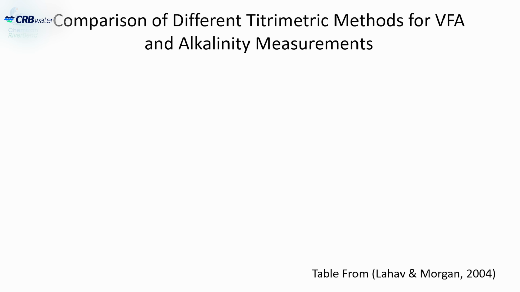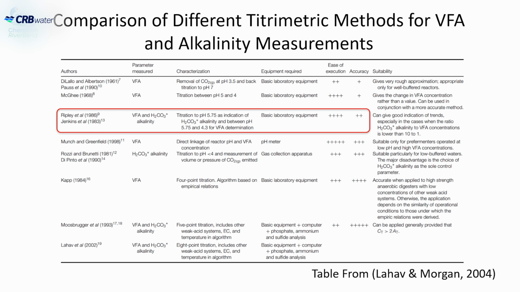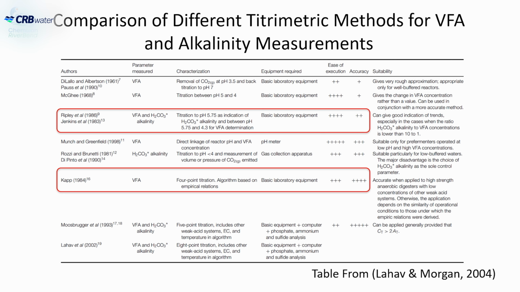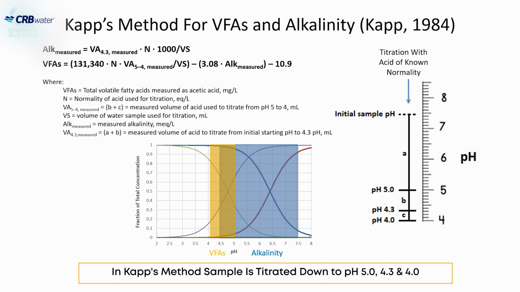Research comparing different stoichiometric methods suitable for VFA measurement shows that KEP's titration method is easier to perform and it also generates fairly accurate results. The comparison between different stoichiometric methods used in VFA measurements is given in the table shown here. This diagram shows the KEP's method for alkalinity and VFA measurement.